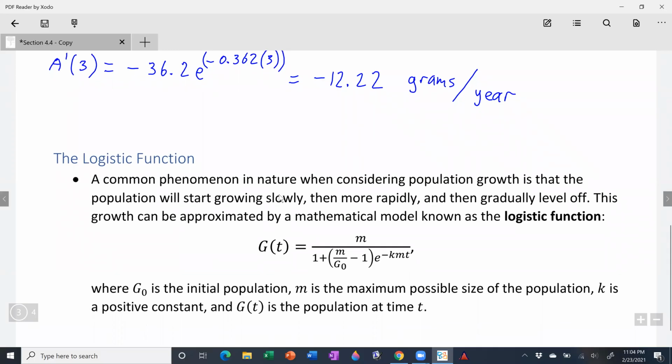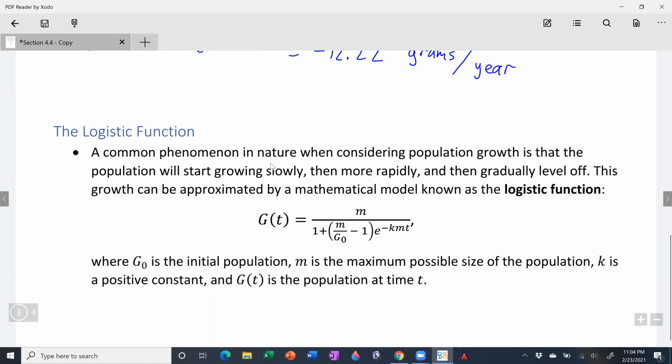Okay, the logistic function. A common phenomenon in nature when considering population growth is that the population will start growing slowly at first, then more rapidly, and then it gradually levels off. And this makes a lot of sense because the population really just can't grow all the way to infinity. There's finite resources and finite land and all of that kind of thing. So you can't have a population going all the way up to infinity. It gradually has to level off. Okay, so this growth can be approximated by a mathematical model known as the logistic function.